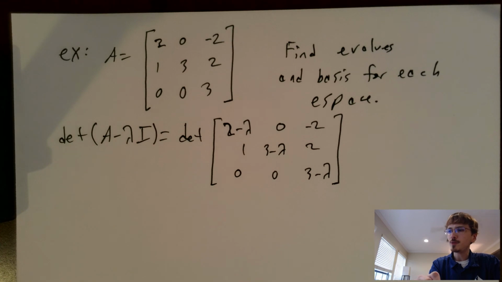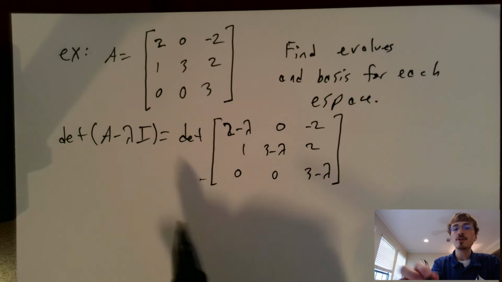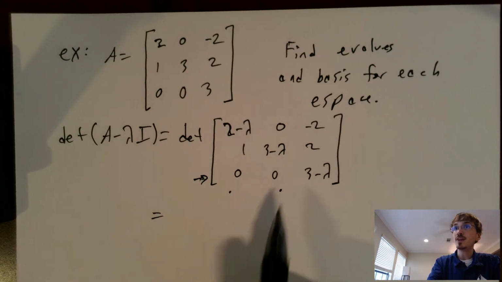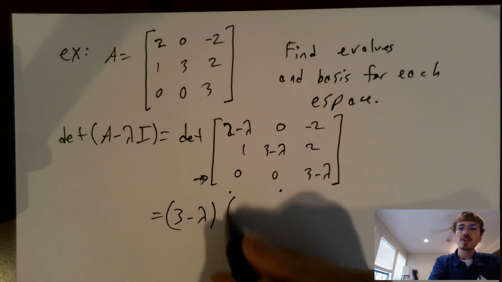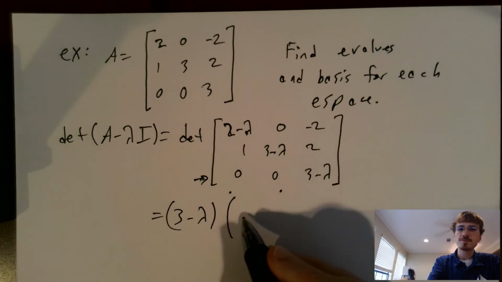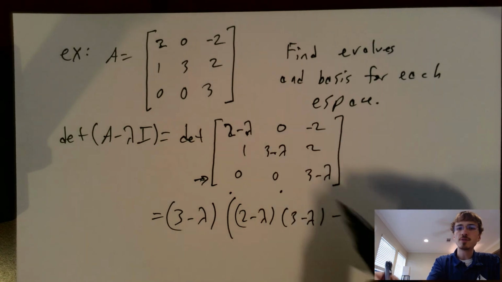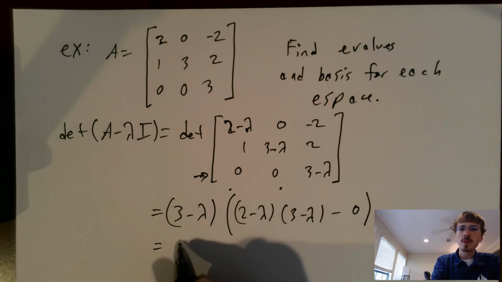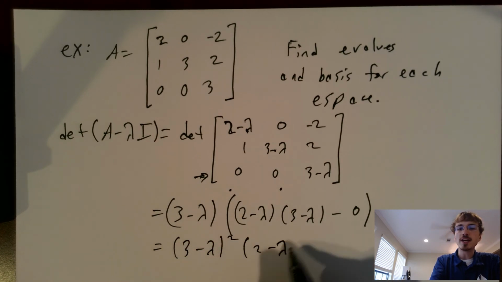Let's take the determinant. I'm going to expand along what looks most helpful, maybe the last row here. And I see 0, 0, that's nice. And I'll get plus 3 minus lambda times this, minus 0 times 1, which is 0. And this is super nice because it's already factored for us. I see that we get 3 minus lambda squared times 2 minus lambda.